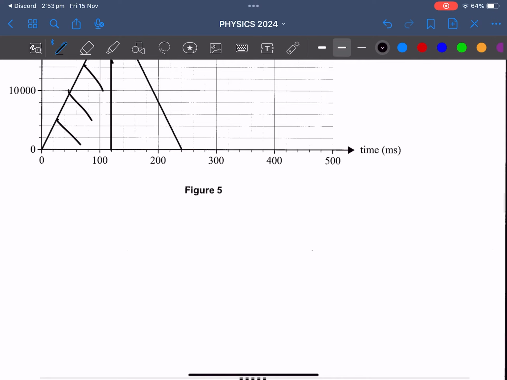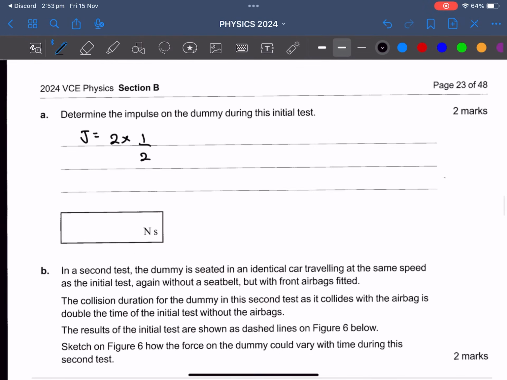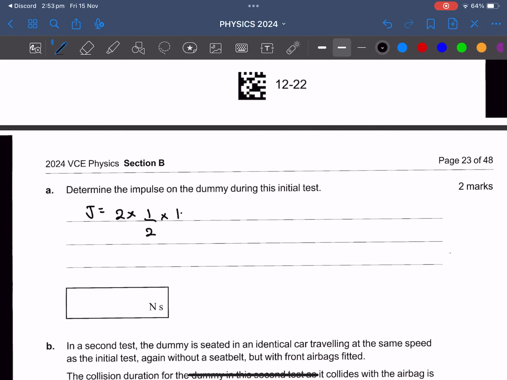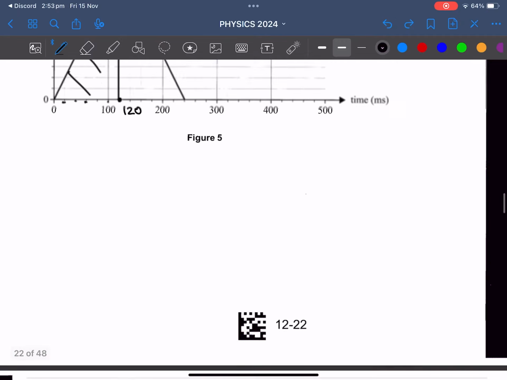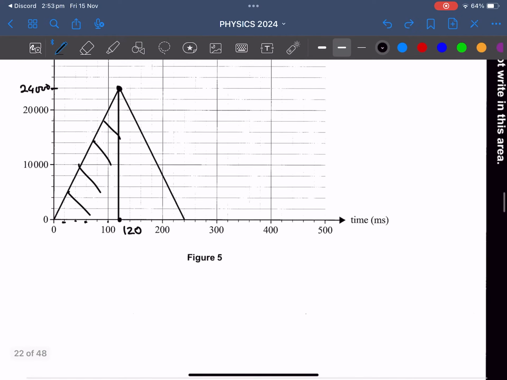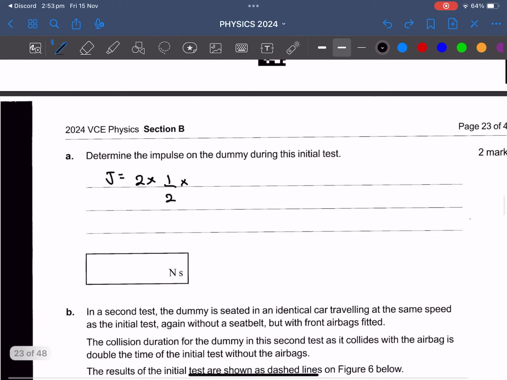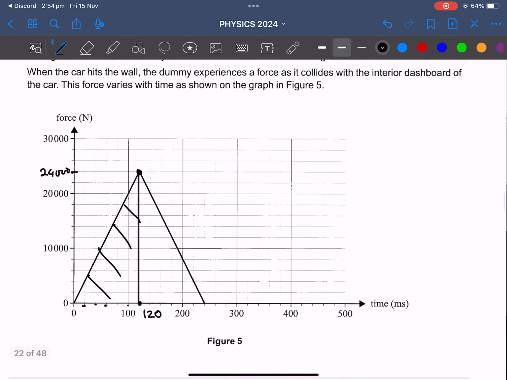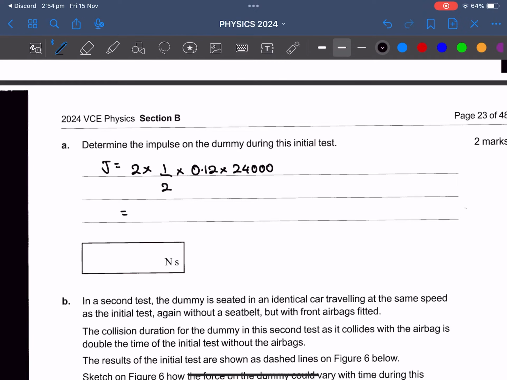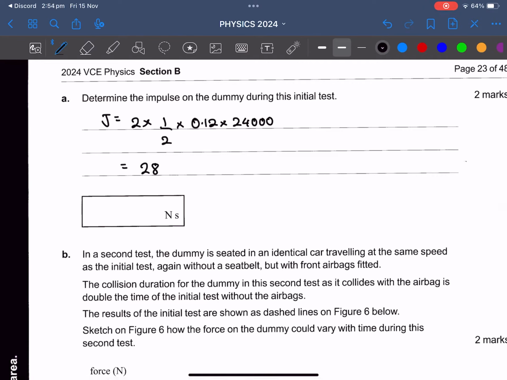And what about this one? 1, 2, 3, 4, and 5. So this will be 120. Alright, so 2 times half times the base, which is 120. Wait, hold on, what are the units? Okay, so that's the trick: this is milliseconds, and we need to convert that into seconds first. So we have to multiply 0.12 times 24,000 newtons. Putting that in my calculator, 24,000 times 0.12, I get 2880 newton seconds.